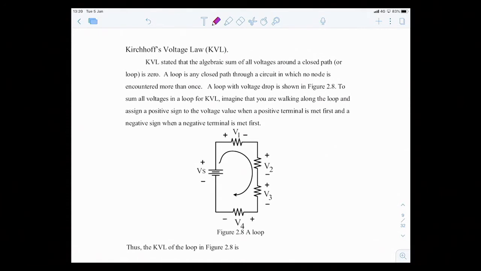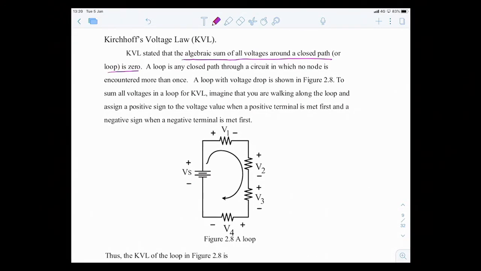KVL states that the algebraic sum of all the voltages around a closed path or a loop is 0. So we have to identify what a loop is. A loop is any closed path through a circuit in which no node is encountered more than once.